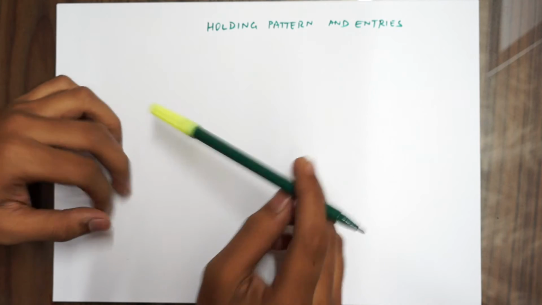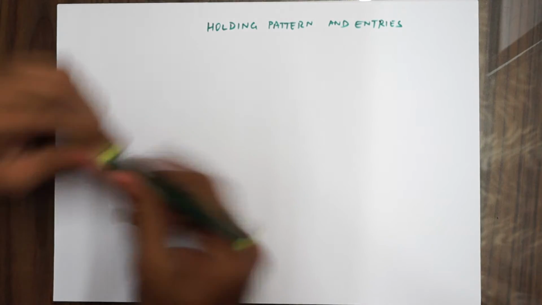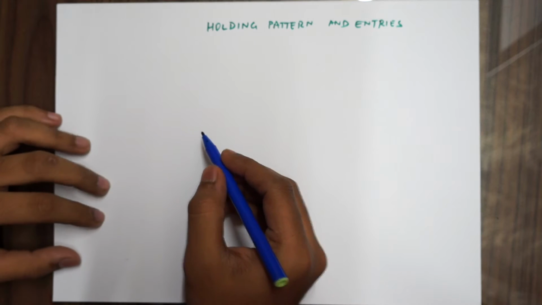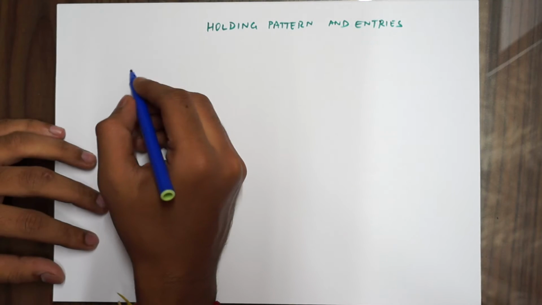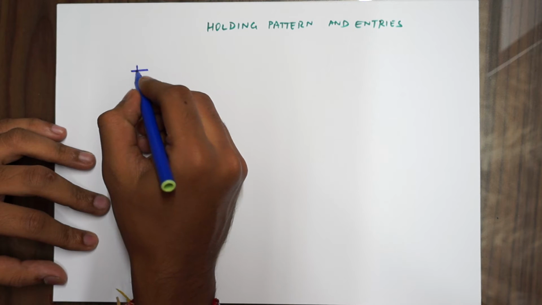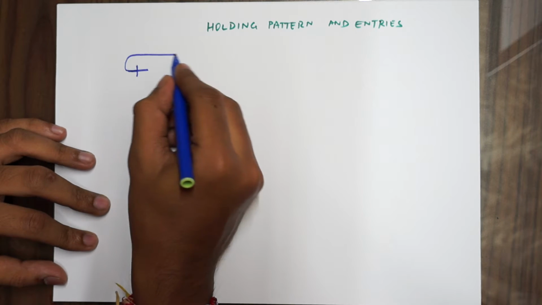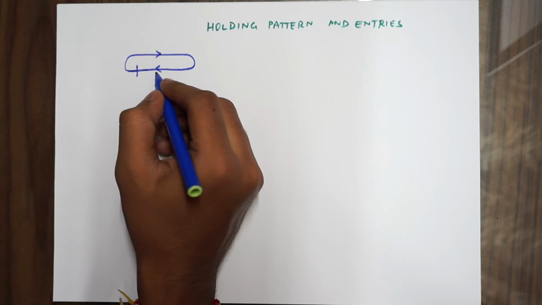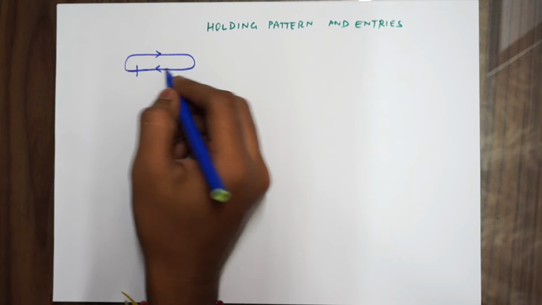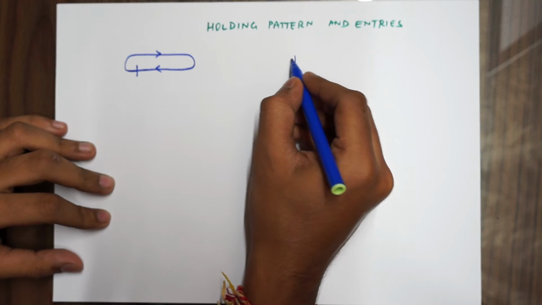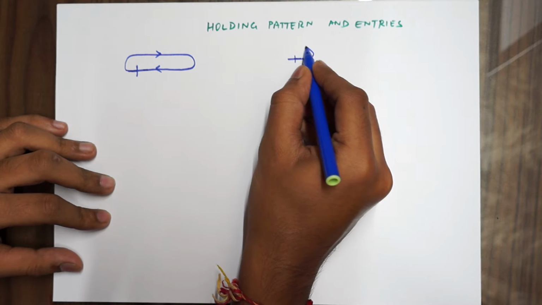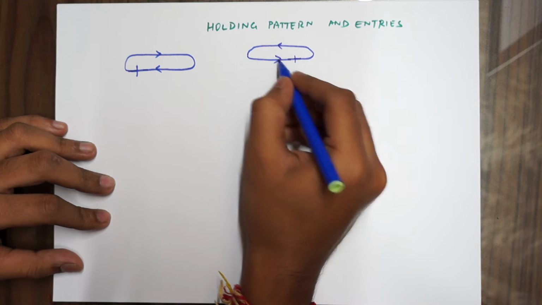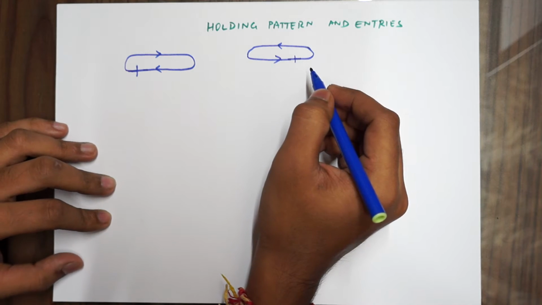Before I actually start, I just wanted to note a few important points about a hold. A standard hold is towards the right, and a right hold is the one in which you are going to make a right turn in the hold. And left is something like this. You're making left turns in the hold.